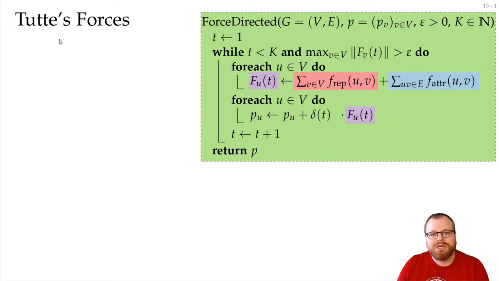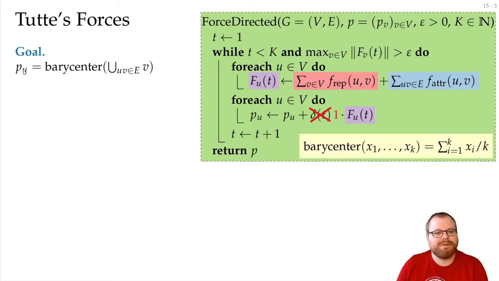So we want to figure out what kind of forces we have to apply to the vertices so that we can get this. In this algorithm we don't want to cool down at all, so this is always a 1. And the goal is that after this every vertex lies at the barycenter of its neighbors. So let's calculate what the new position of our vertex u should be. It's the barycenter of its neighbors, so it's their positions divided by k. So for every edge {u, v} in E, we take the position of v and divide it by the degree of u. If it has k neighbors, its degree is k, so we divide the whole thing by k.